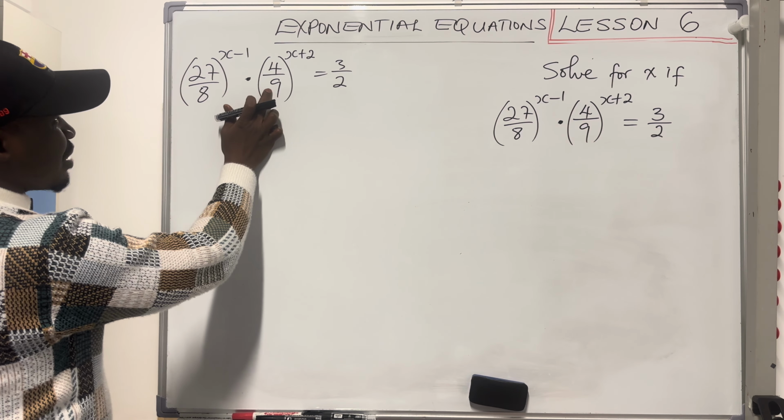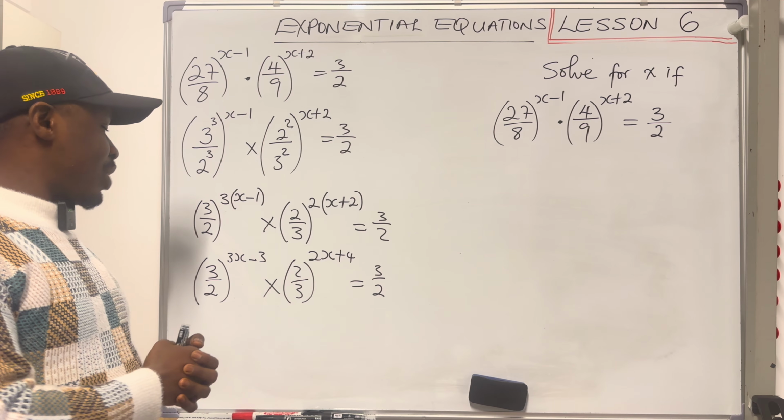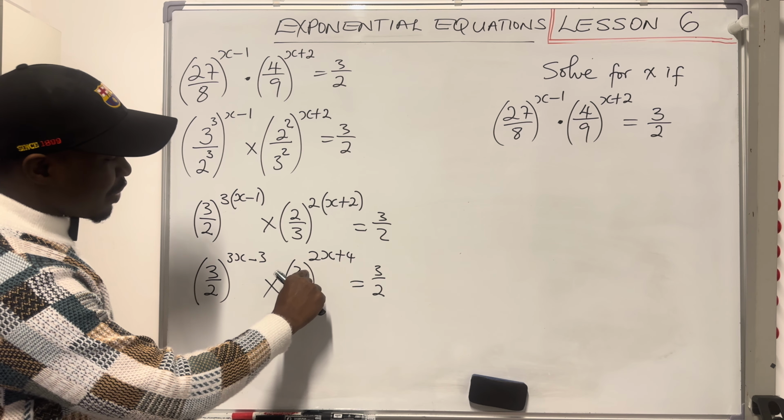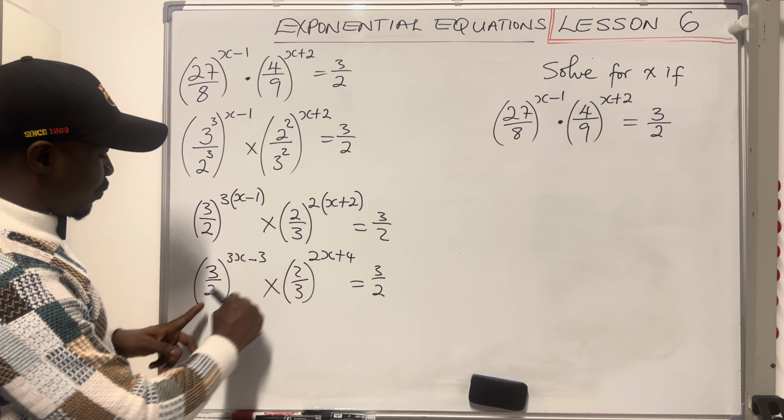We already have on the right hand side 3 upon 2, and this is 3 upon 2. So only this one here we need to manipulate. How do we manipulate this one? We are lucky that this is just like the inverse of our desired basis.